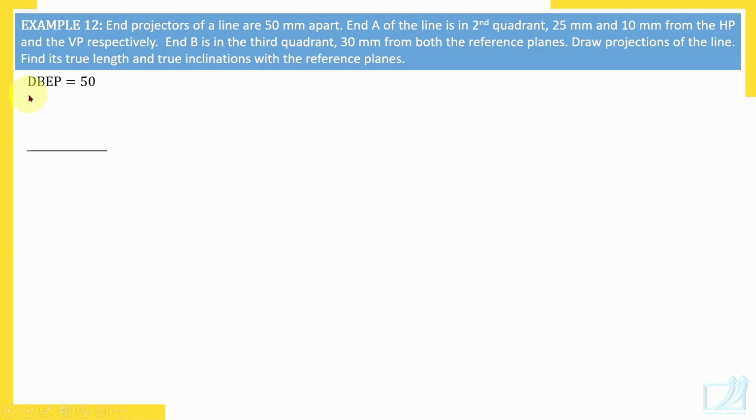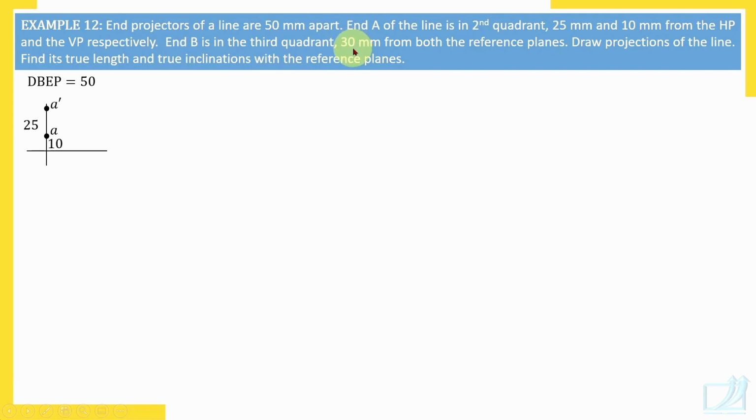What is the information? Distance between end projectors is given, 50. End A is the reference point, 25 millimeters and 10 millimeters from HP and VP respectively. It's already given that end A is in second quadrant, that's why you should measure these two distances above XY line. So check A dash and A both above XY line. What do you mean by that? Point A is in the second quadrant.